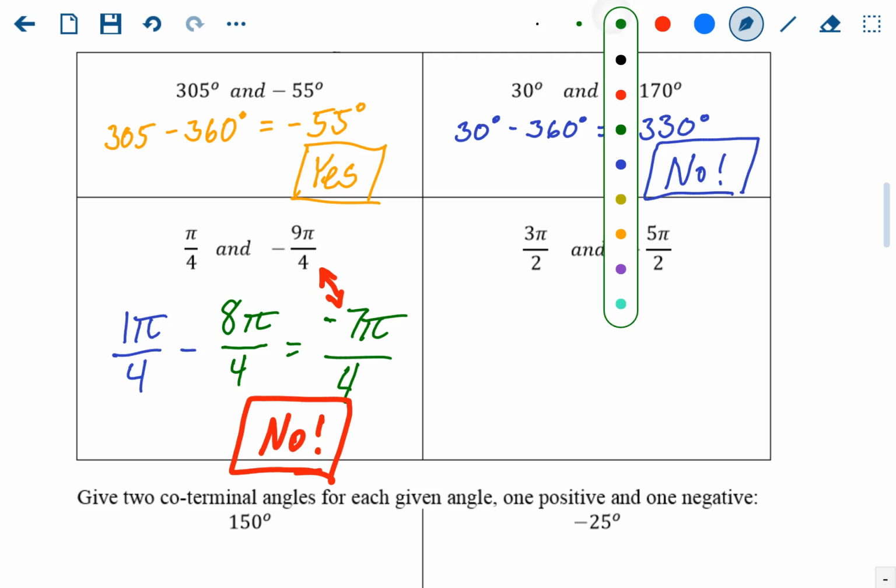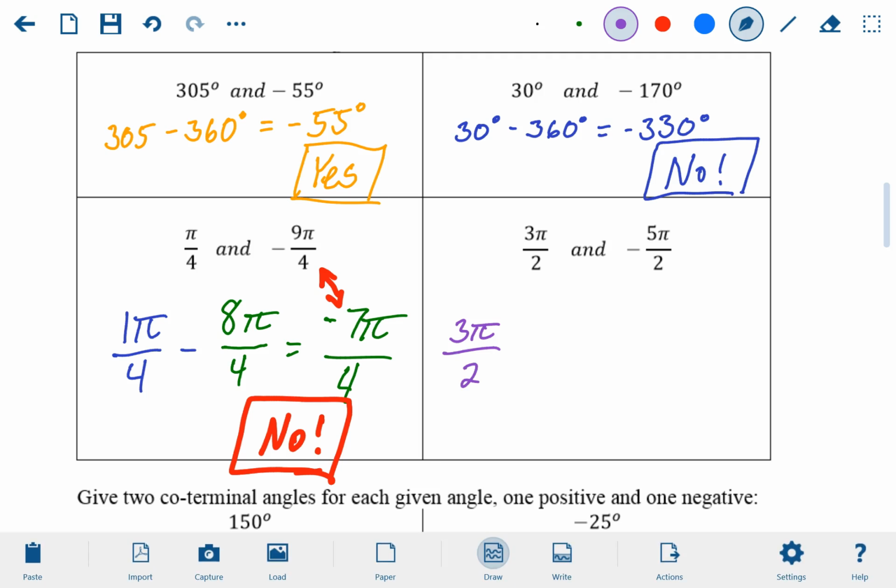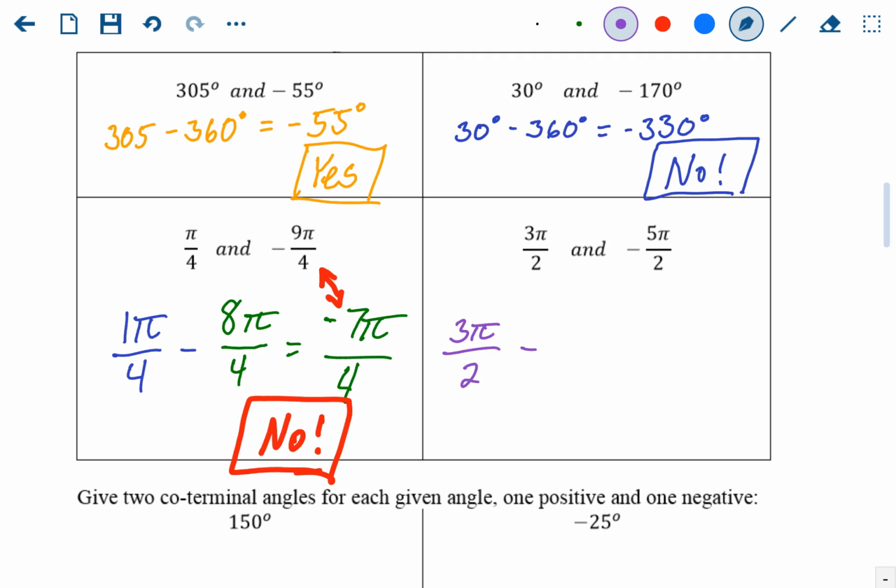And the last one, checking if 3 pi over 2 and negative 5 pi over 2 are coterminal. So take the 3 pi over 2. Again, since we're decreasing, we're going to subtract 2 pi. And again, we need a denominator of 2. So instead of subtracting 2 pi, we should subtract 4 pi over 2.